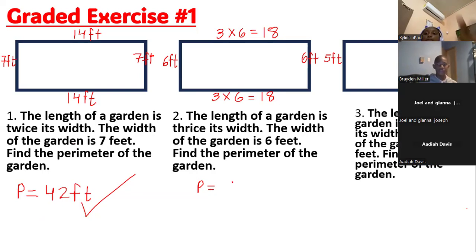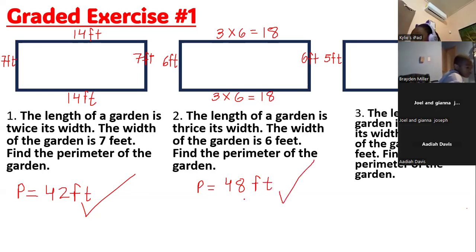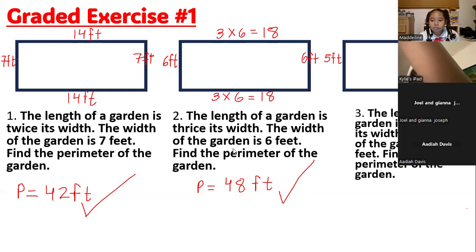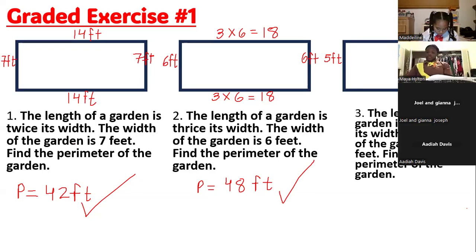What did y'all get for number 2? It's supposed to be 48 feet. Anyone else get 48 feet for number 2? I did. I got 48 feet for number 2. Excellent. That's really good. Yes, I didn't read it properly, so I did all of them as twice. No. Please make the correction for those who did it wrong.